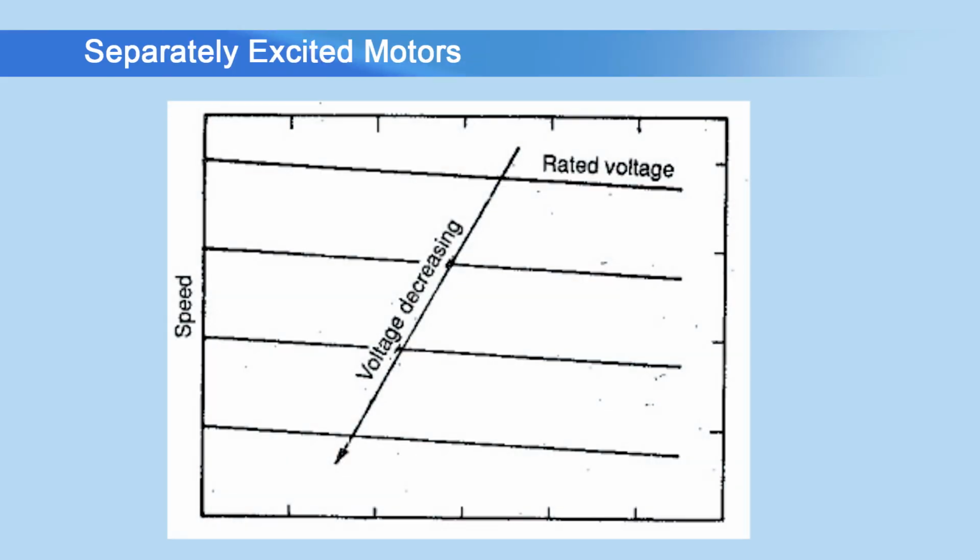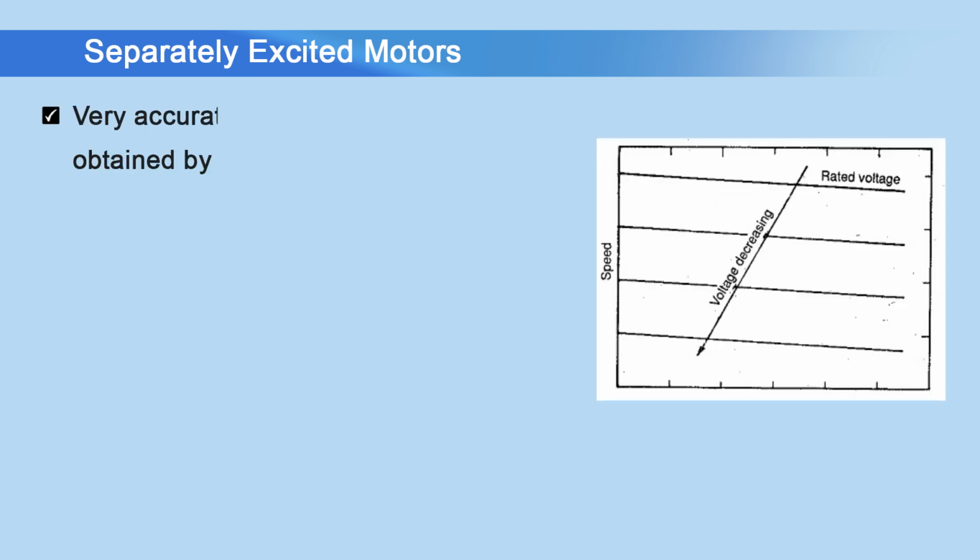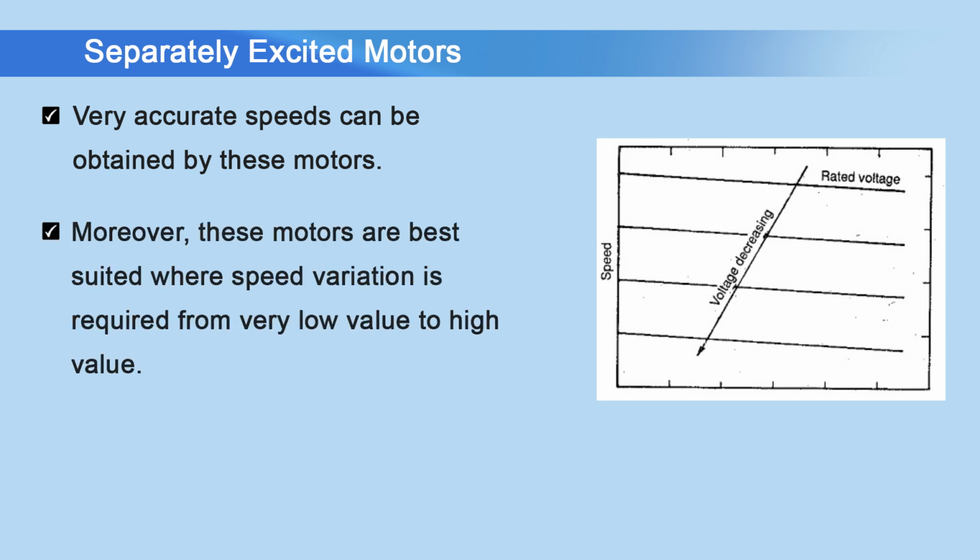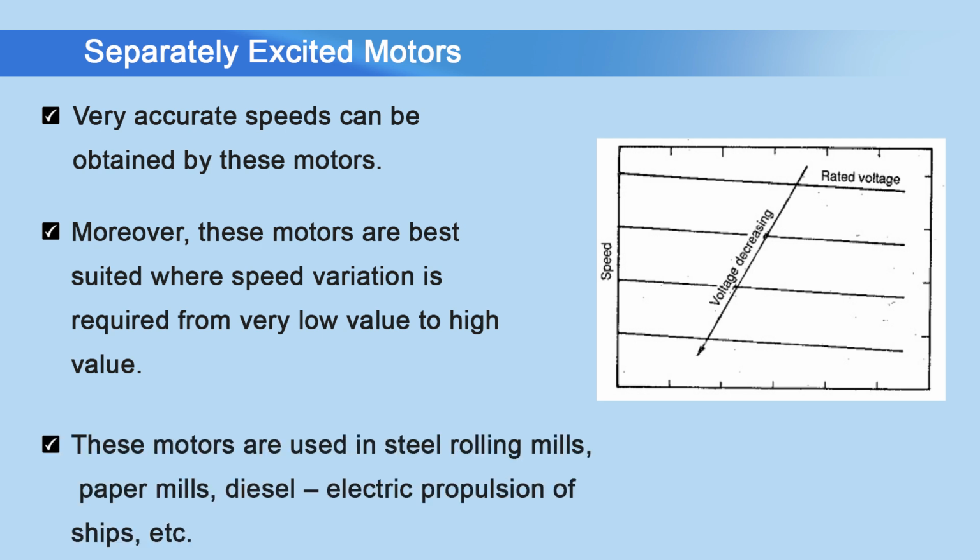So let us see different types of DC motors and its application with respect to the different characteristics of DC motors. So the first motor is the separately excited DC motor. In this particular motor, very accurate speed can be obtained. Moreover, these motors are best suited where speed variation is required from very low value to very high value. These motors are used in steel rolling mill, paper mill, diesel electric propulsion of ships, etc.